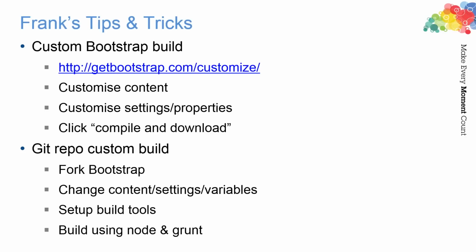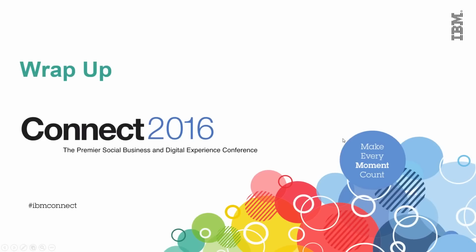And you could also fork the Bootstrap Git repository, and if you're very advanced, build your own one from there by changing some of the content and variables within the Bootstrap code itself. But I think the compile and download version is much simpler to use.